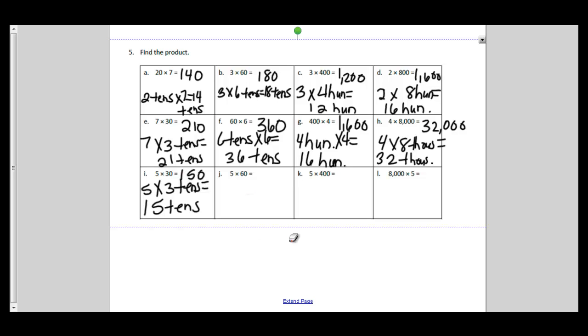So if you haven't paused the video any time during this, please stop and try to do the last 3 by yourself. I know you can do it. 5 times 6 tens equals 30 tens, which is 30 tens. 5 times 400 equals 2000, which looks like this.